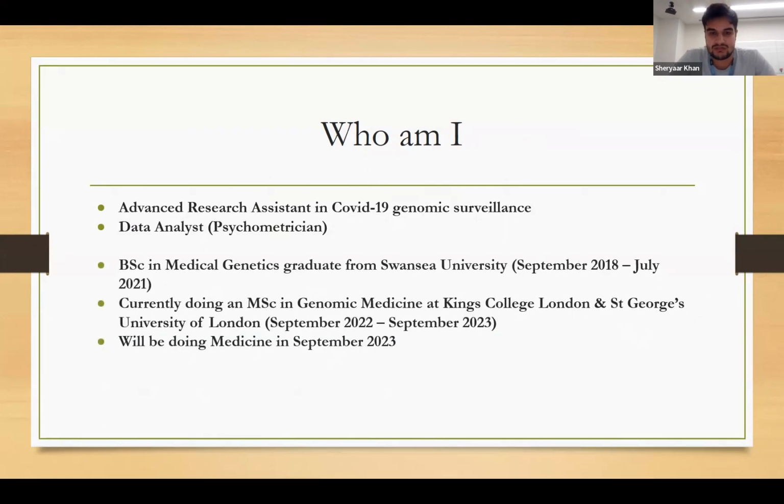I have a bachelor's in medical genetics from Swansea University, and I'm currently doing a master's in genomic medicine at King's College and St George's University. And if the interviews go well, hopefully medicine next year as well. So we'll see about that. And I'm also a CoSTEM ambassador.